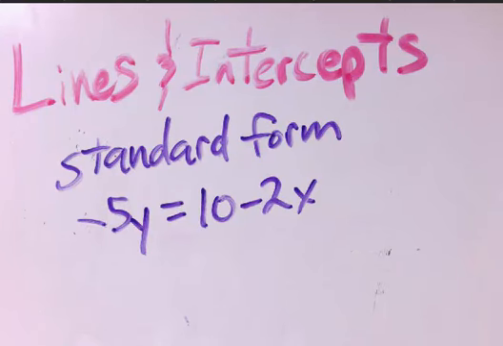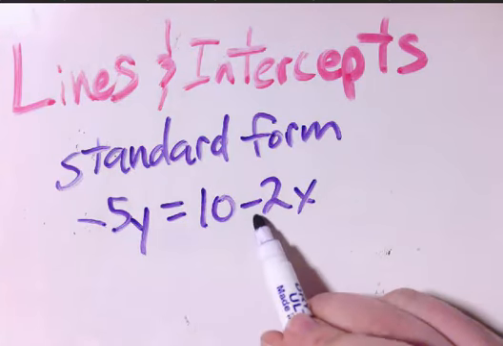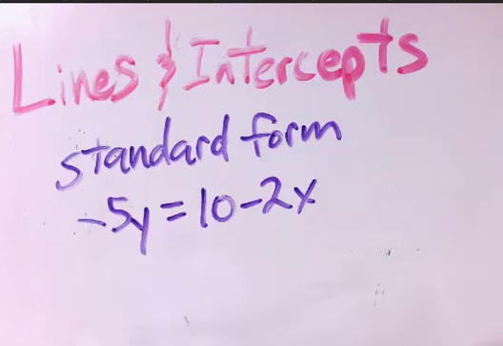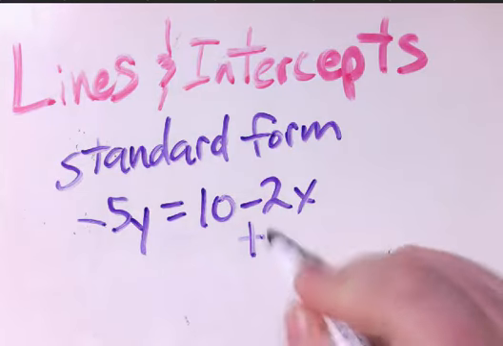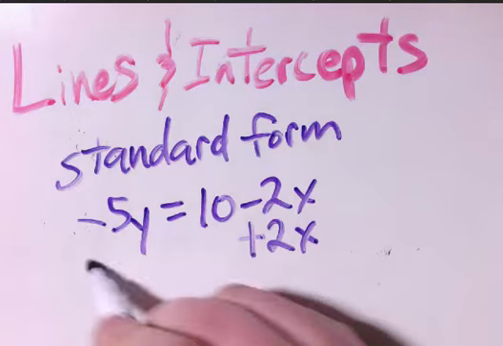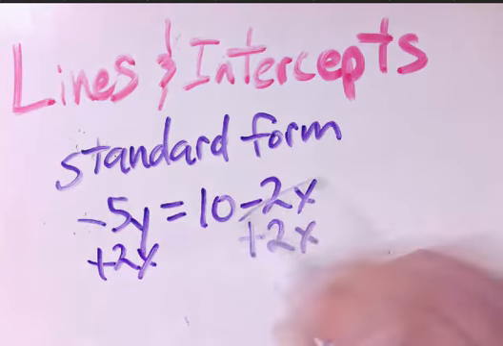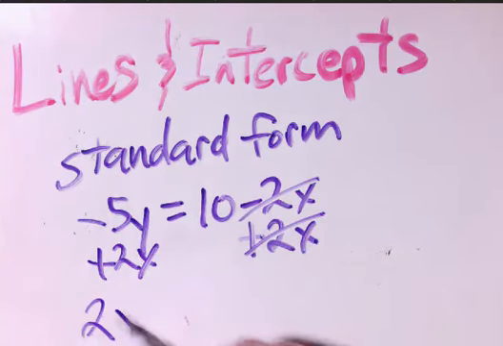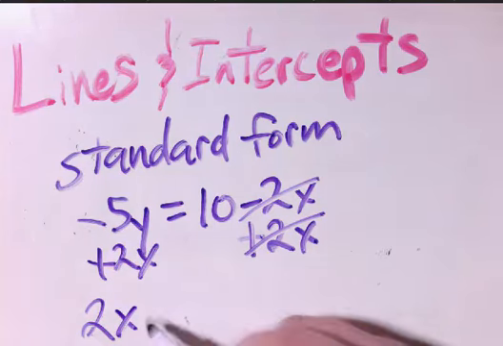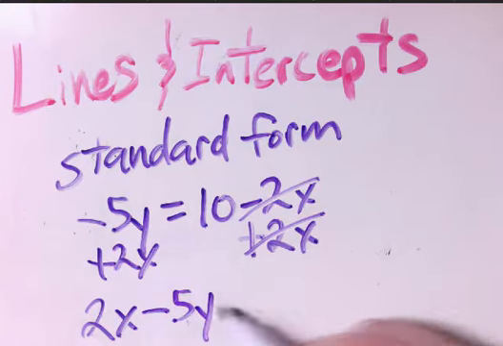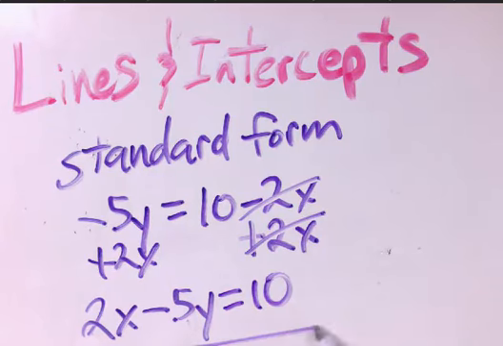So our standard form is going to be x plus y equals something. So you want x and y in your standard form to be on the same side. So to do this, we're going to have to move this negative 2x over to the left. So if you're subtracting 2x, you have to add 2x. You always want x first. And that would give you your standard form.